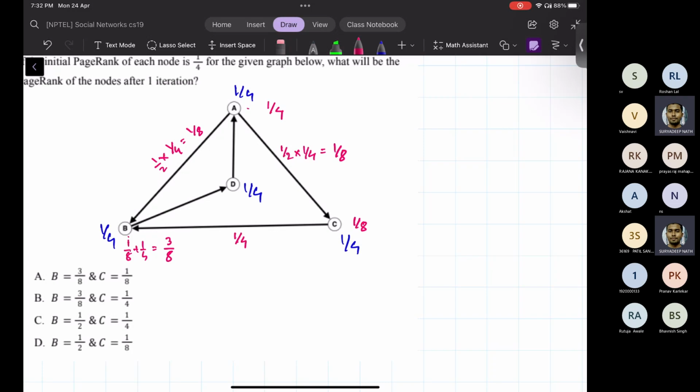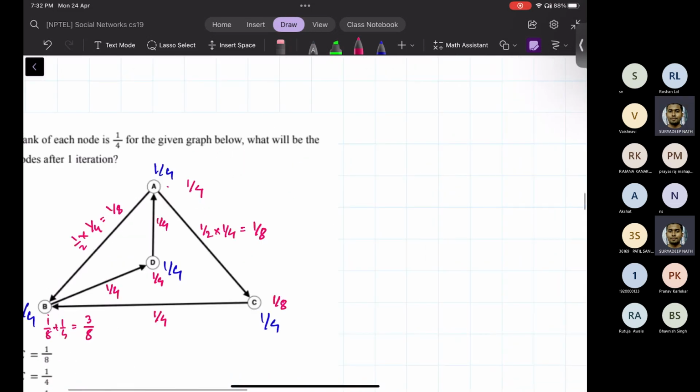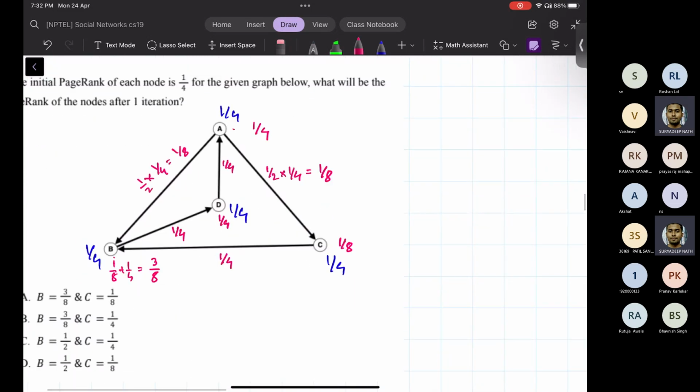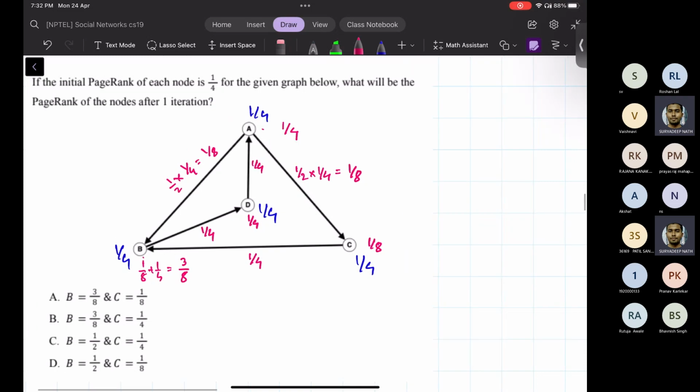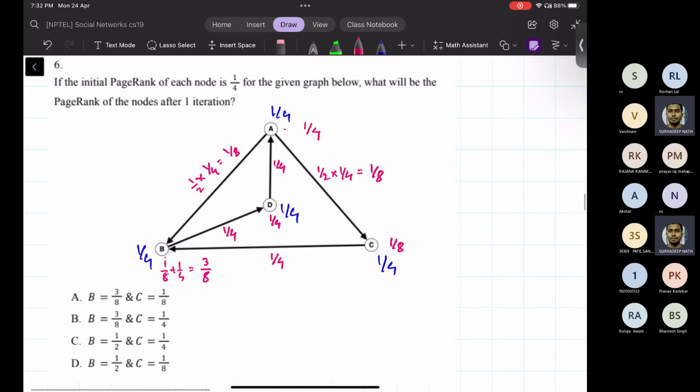And as for D, D receives the entire page rank of B. B does not give it to anyone else except D. So D's page rank would be 1 by 4 after one iteration. They have asked for only B and C. So B's would be 3 over 8 and C's would be 1 over 8. So option A is the correct answer for this question.